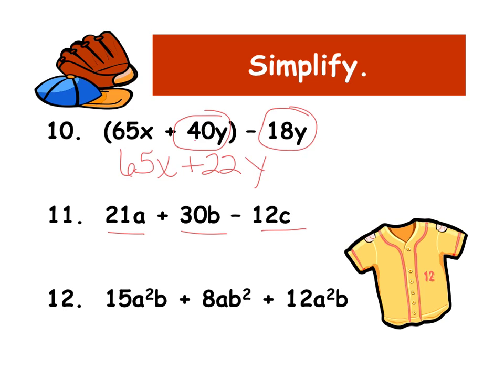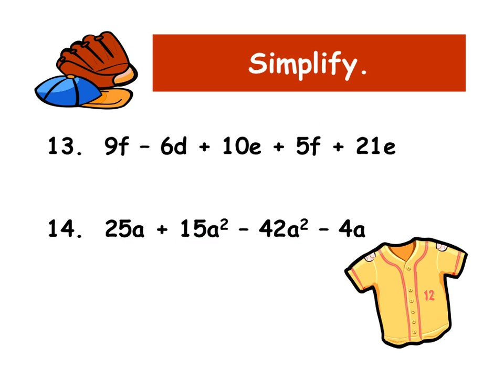And if you look at number 12 here, any of these other terms that have an a squared b, and this one does, so I have two like terms with an a squared b, and I do the math with the numbers in front. And then finally I just have my 8ab squared.